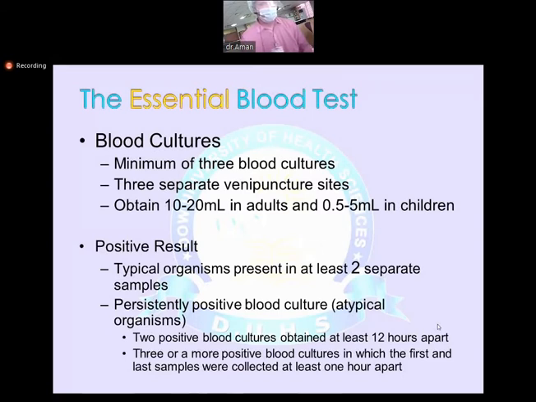The importance of the essential blood test: you should send the blood cultures from at least three separate venous puncture sites and obtain 10 to 20 ml of blood in adults and 0.5 to 5 ml in children. It is the sample size for the blood culture. Positive results show the typical organism present in at least two separate samples, okay? And persistently positive cultures, a typical organism, means two positive blood cultures obtained at least 12 hours apart.